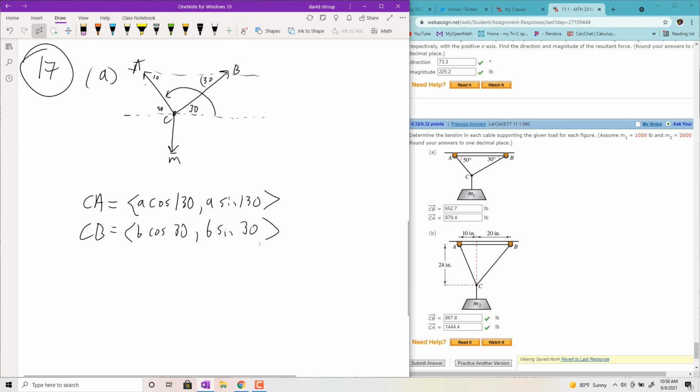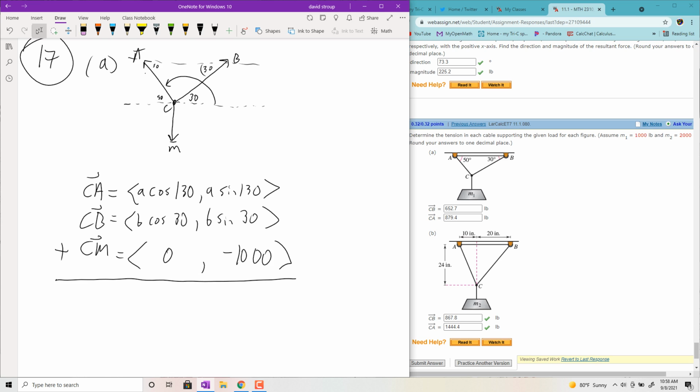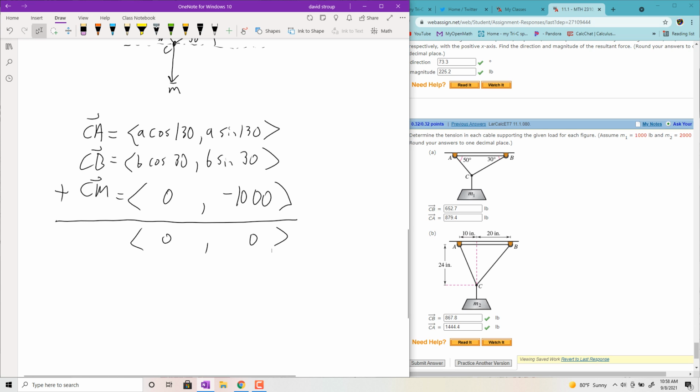And then if you add in this, I'll call it CM, pretending these are all vectors, that vector would be 0, comma, negative whatever the weight is. In this case, it was negative 1,000. Because the thing is in equilibrium, the vectors should all add up to 0. So from there you can make an equation with the components. The x components will be A cosine 130 plus B cosine of 30 plus 0 equals 0. And then you could solve for A or B.